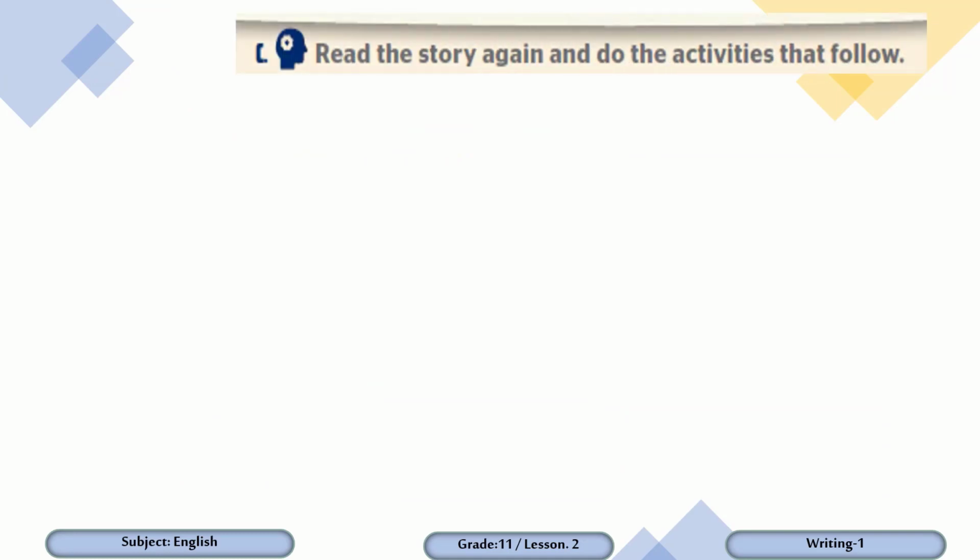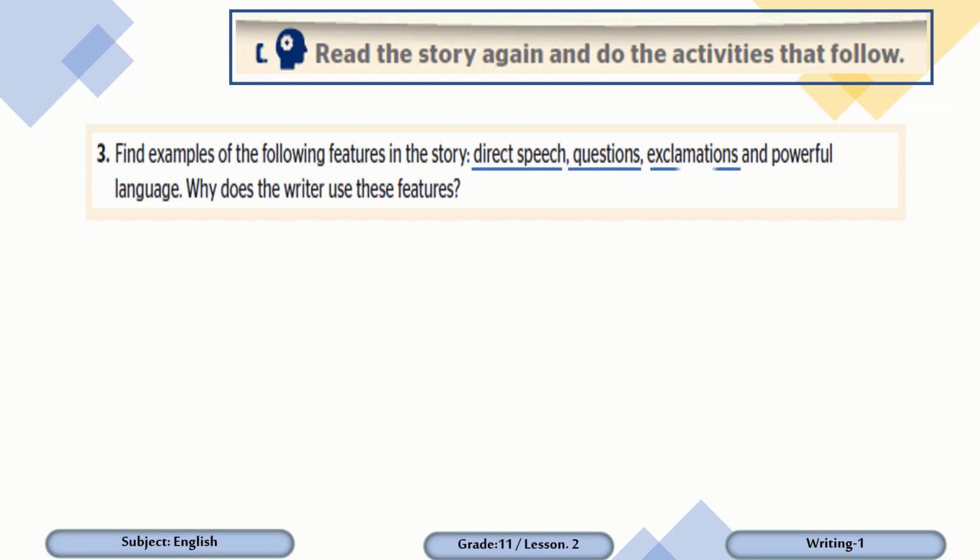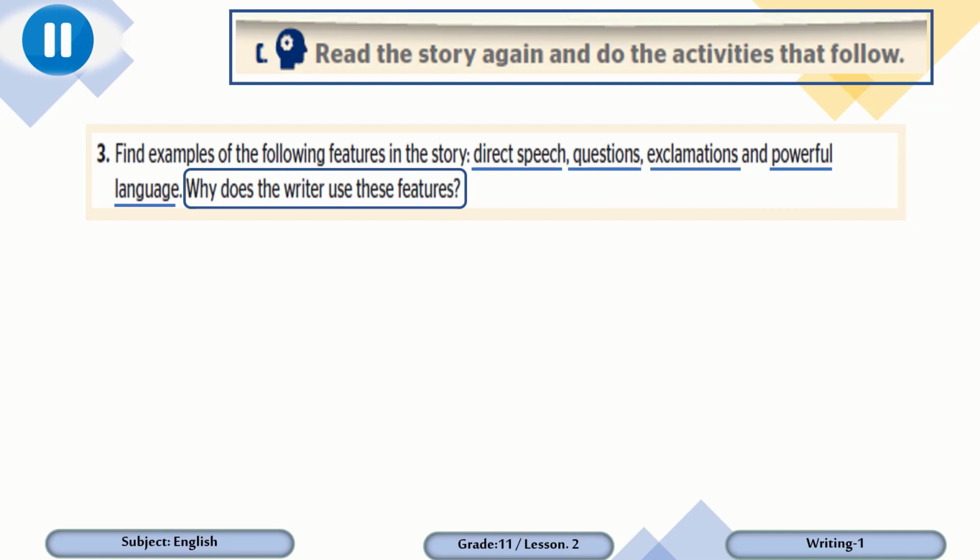Dear students, we are still in exercise C, number 3. Find examples of the following features in the story. Direct speech, questions, exclamations, powerful language, and why does the writer use these features? So, please pause the video for some time. You need to find the following features, and you need to know why the writer uses each of them. Then play the video again in order to check your answers.